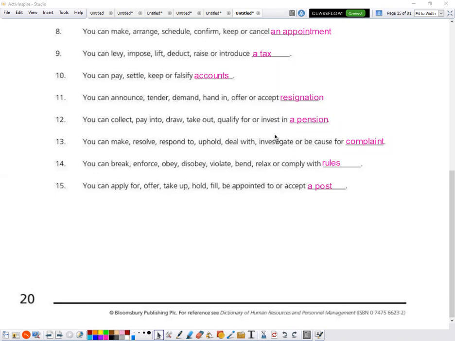Number 15. You can post. And post here, like for the formal case in the work, means like an email. Okay, apply for, offer, take up, hold, fill, be appointed, accept.